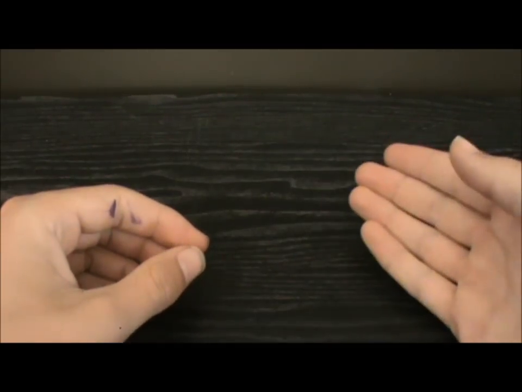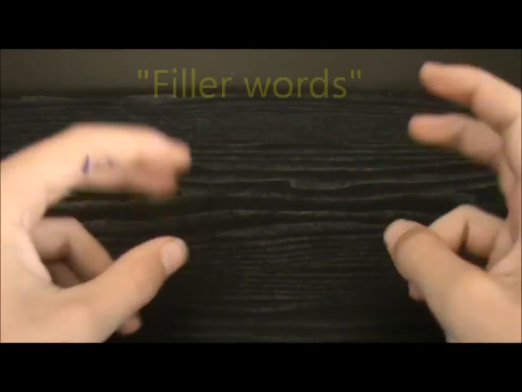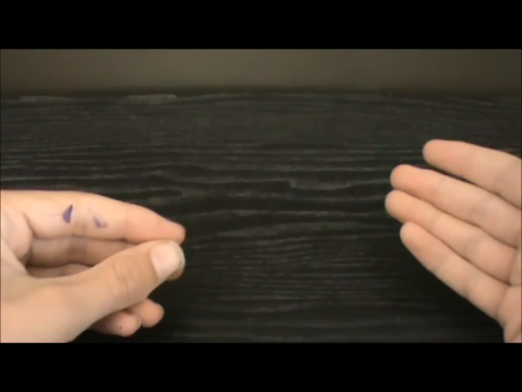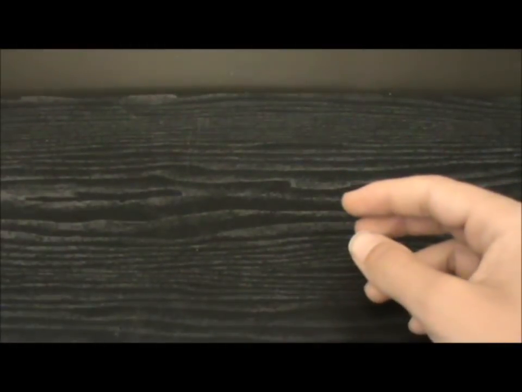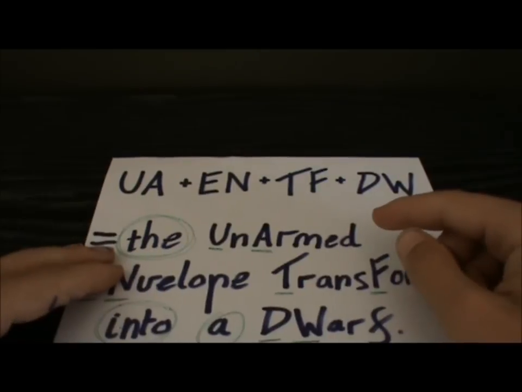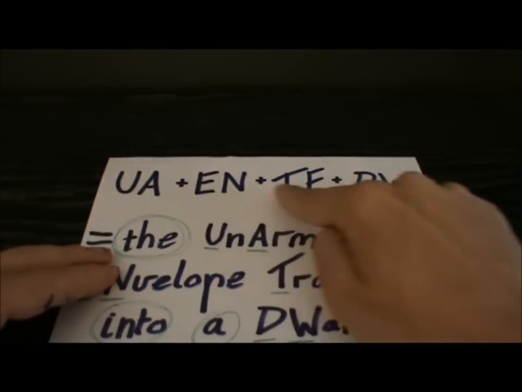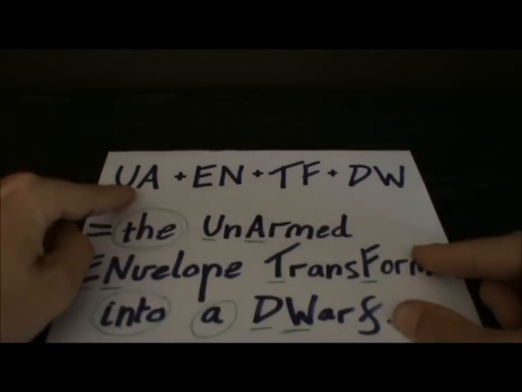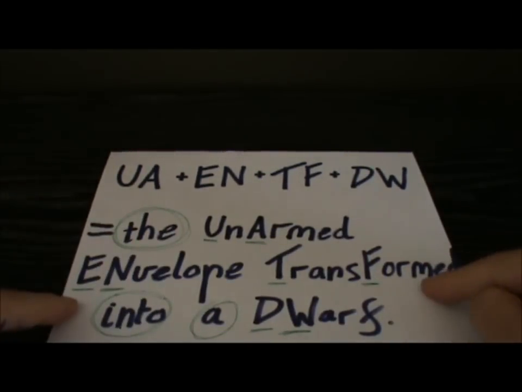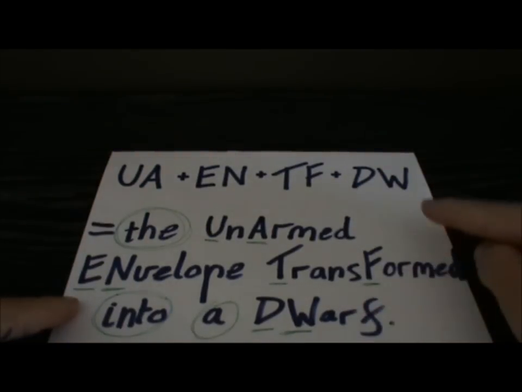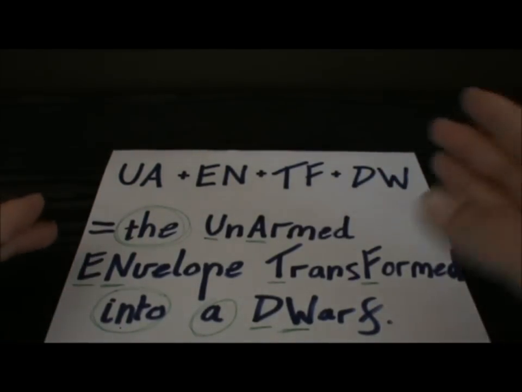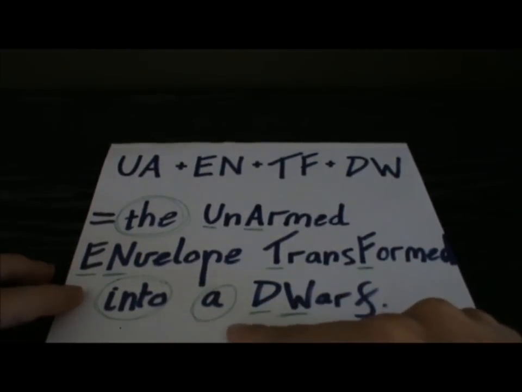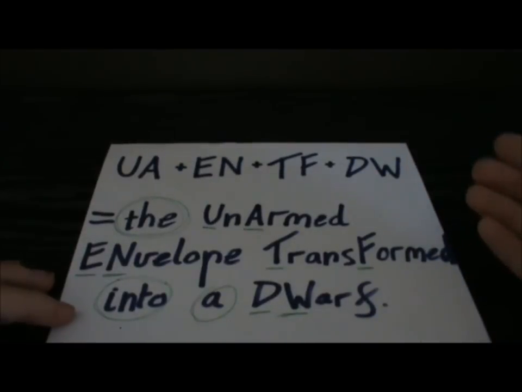In addition to using only the letters in your memo to derive your sentence, you can also add filler words. These aren't actually part of your memo. The purpose of these fillers is to make the sentence flow nicer and be easier to construct. Here's an example sentence with fillers. Here the letter pairs are UA, EN, TF, and DW. From here, I can directly derive unarmed from U and A, envelope from EN, transformed from TF, and dwarf from DW. Now, rather than just saying those words how they are, I've thrown in 3 fillers: the, into, and a. So now the sentence is, the unarmed envelope transformed into a dwarf.